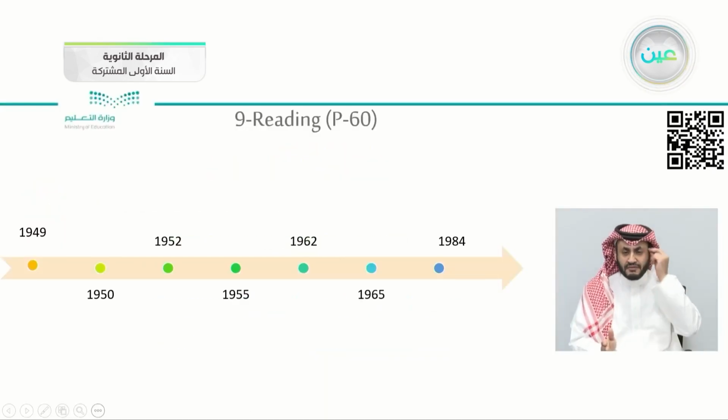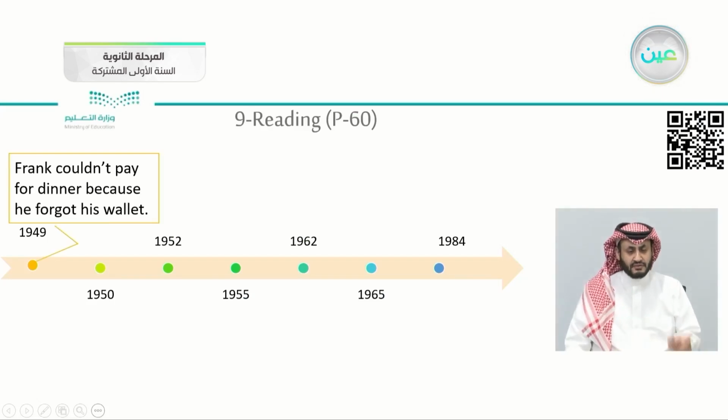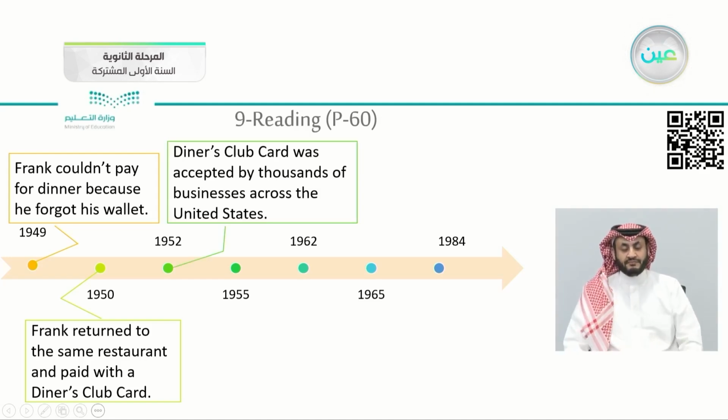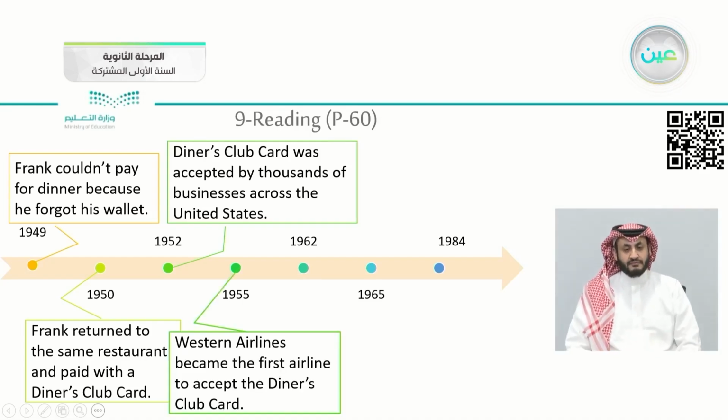Okay, and here we can summarize the history of the credit card. 1949, what happened? Frank McNamara couldn't pay for dinner because he forgot his wallet. A year later, Frank returned to the same restaurant and he paid with the Diners Club card, the start of the Diners Club card. Two years later, Diners Club card was accepted by thousands of businesses across the United States. Then, Western Airlines became the first airline to accept the Diners Club card.